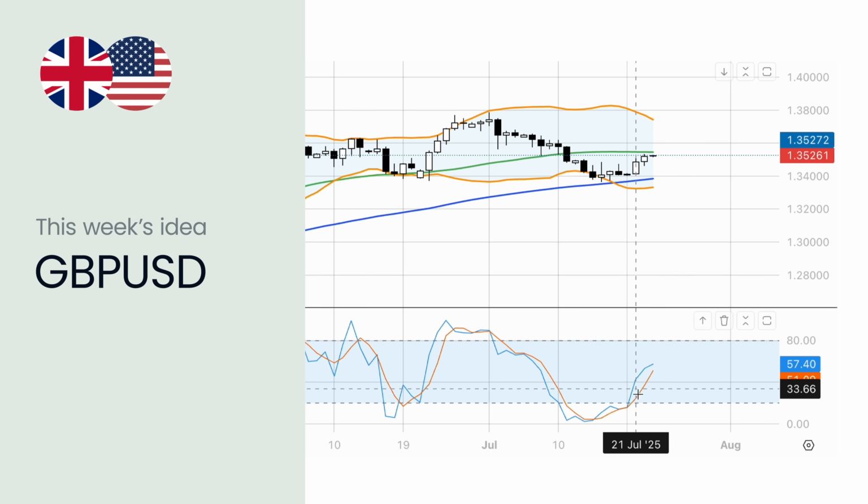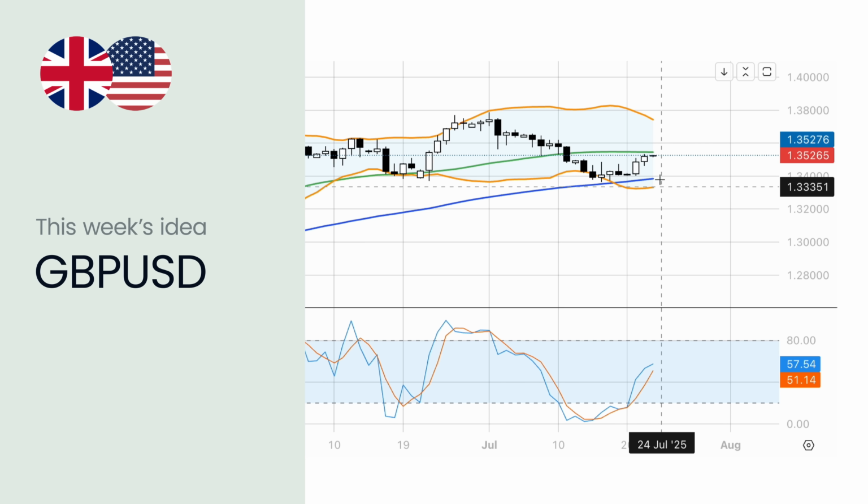The stochastic oscillator is in neutral levels, therefore there is potential to move in either direction, while the Bollinger Bands are quite expanded, hinting that there is volatility to support big moves in the upcoming sessions.